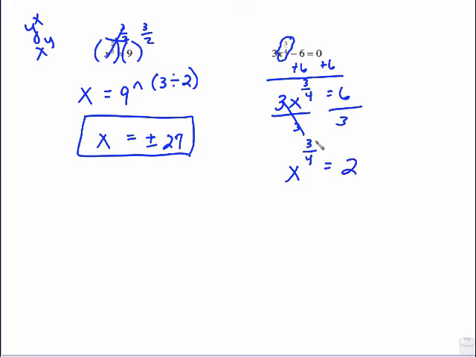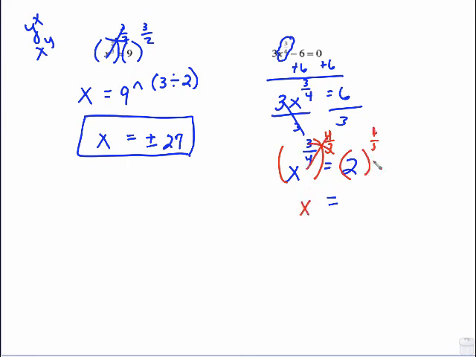Take a look at the numerator. The numerator is an odd number, therefore I do not need a plus or minus, so I can just skip that part and go ahead to my raise it to the reciprocal power. So this is 4/3. This one is 4/3. 4's cancel, 3's cancel, I get x.